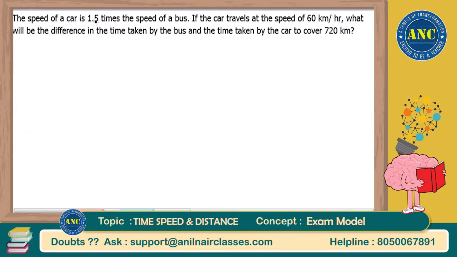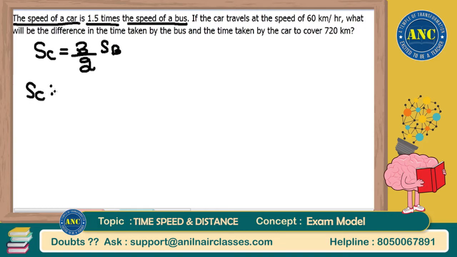See the question. The speed of a car is 1.5 times the speed of a bus. 1.5, 3 by 2 times the speed of a bus. Now, I don't like to keep it in this format. I always love keeping it in ratio format. Speed of a car is to speed of a bus is equal to 3 by 2, which is nothing but 3 is to 2. This is how I want it to be kept.